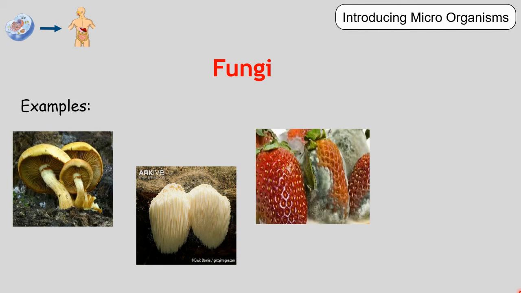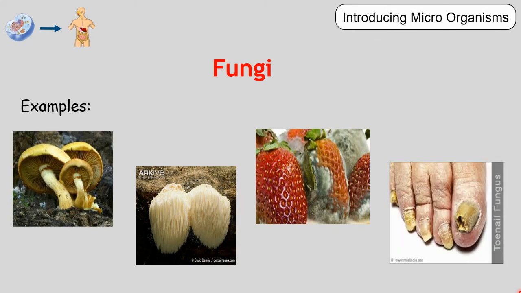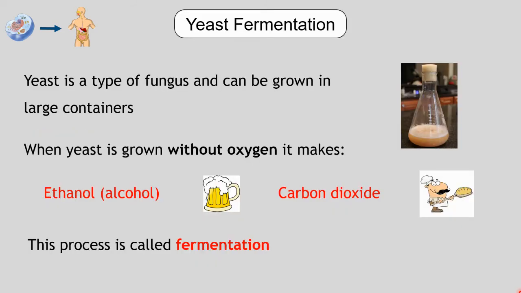Fungus will cause mold to grow on various fruit and vegetables. This is the one that's perhaps not very nice to look at. You can also get toenail fungus. So that is fungi growing on your feet and causing them to not look very nice. Moving on, yeast. Yeast is a type of fungus.